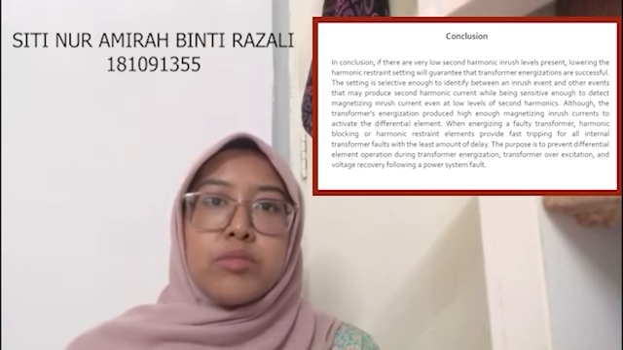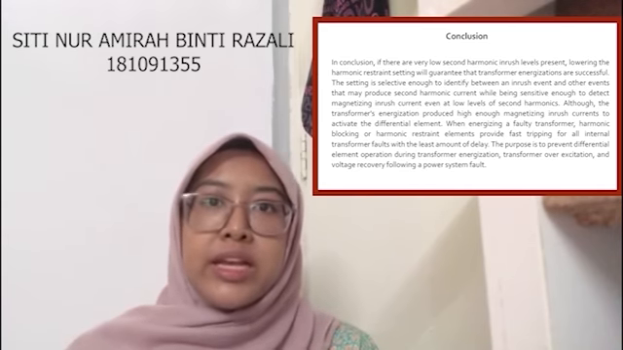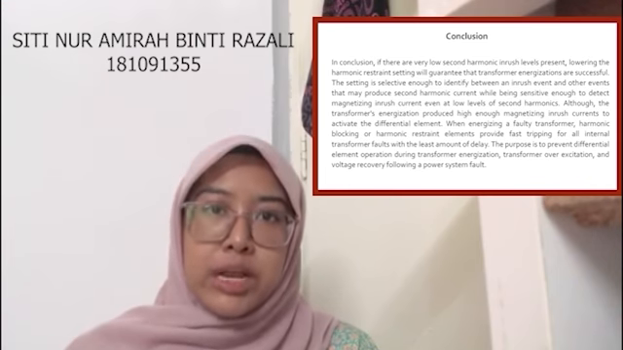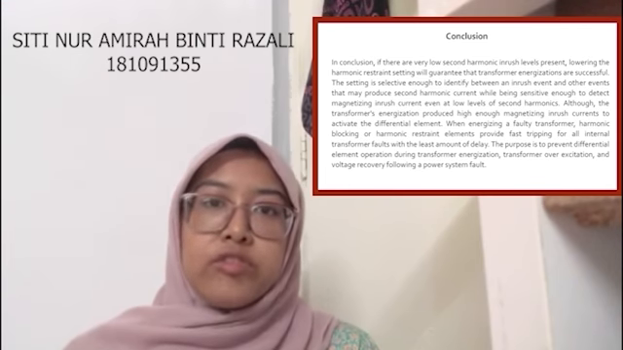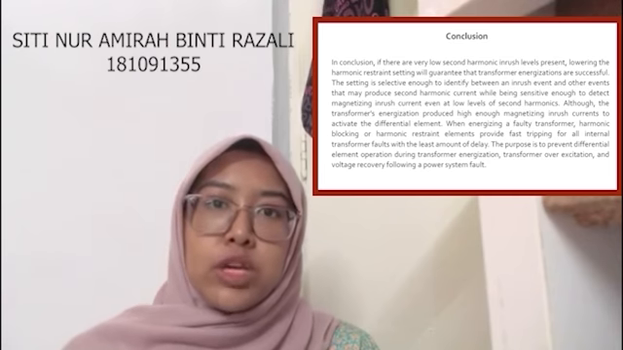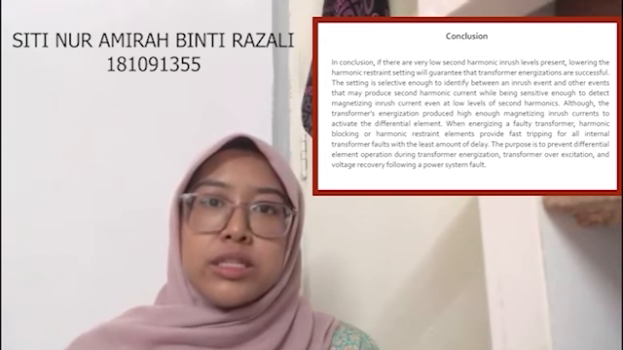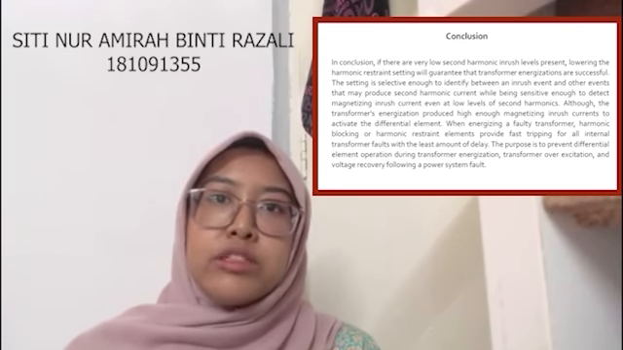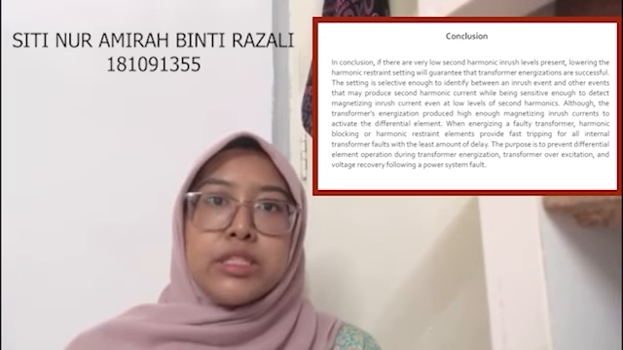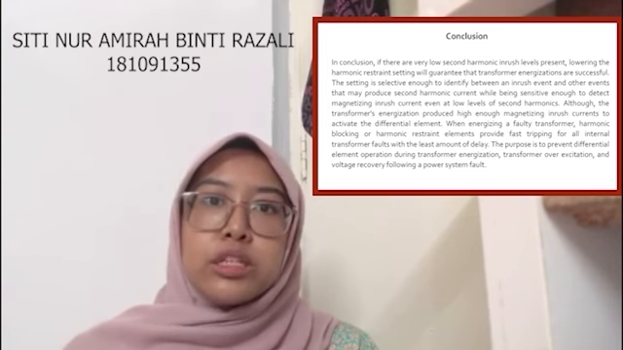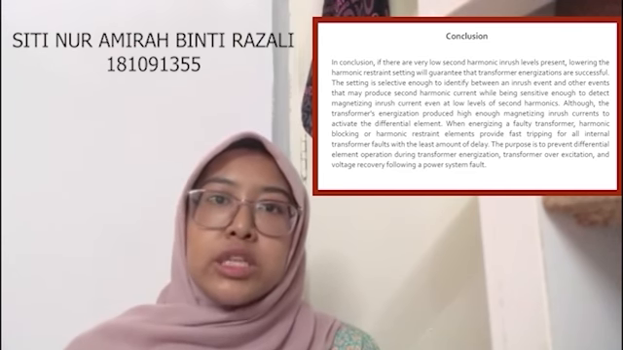Although the transformer's energization produces high enough magnetization inrush current to activate the differential element, when energizing a faulty transformer, the harmonic blocking or harmonic restraint element provides fast tripping for all internal transformer faults with the least amount of delay. The purpose is to prevent the differential element from operating during transformer energization, transformer overexcitation, and voltage recovery following a power system fault.